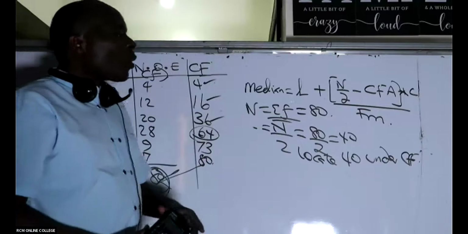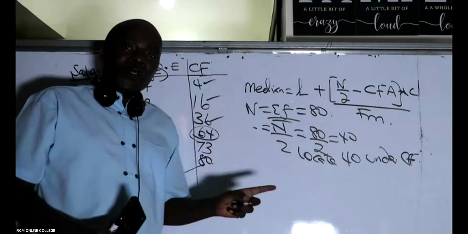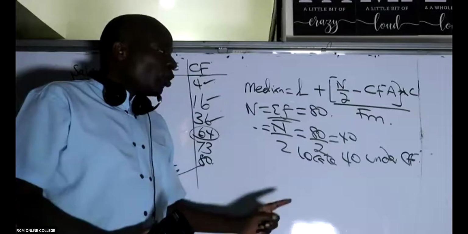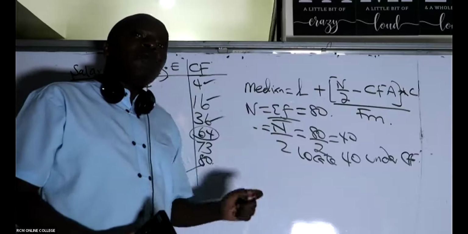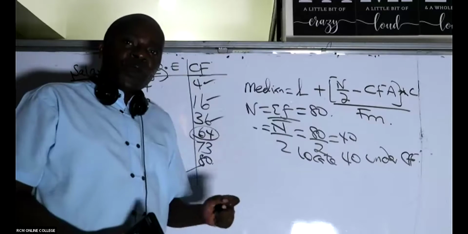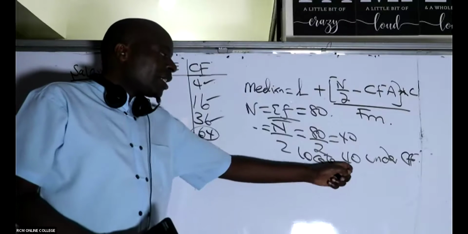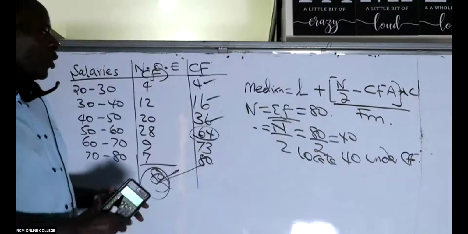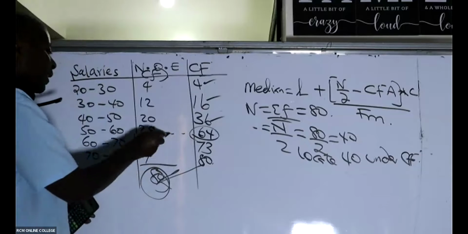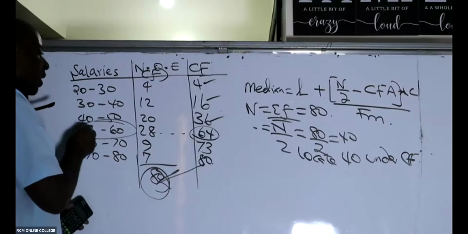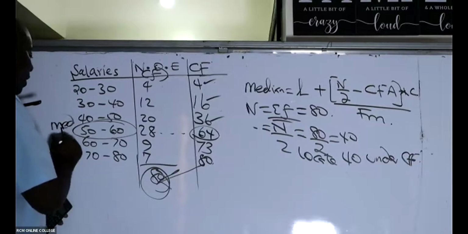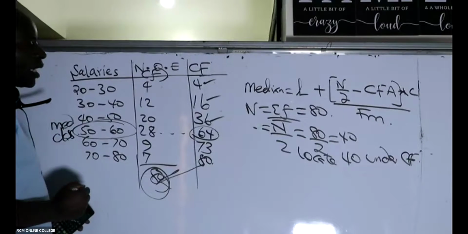So in short, when you are locating 40 in the cumulative frequency, you shall look at the first cumulative frequency to exceed 40, the first cumulative frequency to exceed this n over 2 value. So the first one to exceed it is this 64. So it means, ladies and gentlemen, that this 50 to 60, which corresponds to this, is our median class.